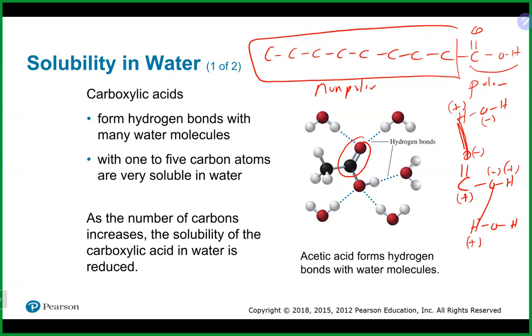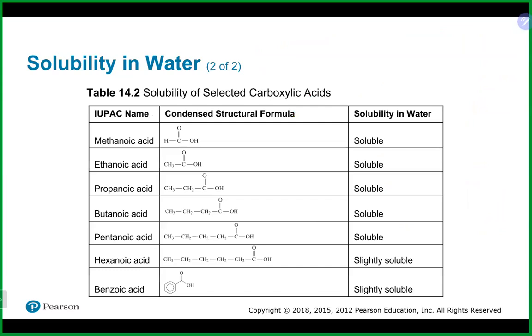Acetic acid, which is ethanoic acid, is soluble in water. That's vinegar, basically, and that's why it works well with water. Question on that? So here's our list. And again, right around after 5, we start to see that decrease in solubility.